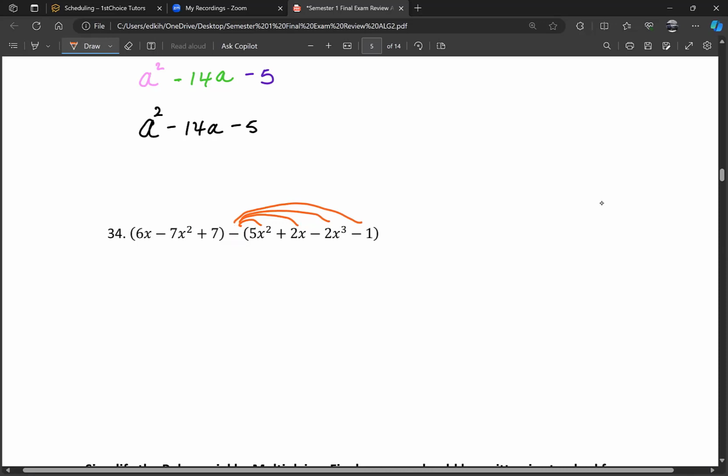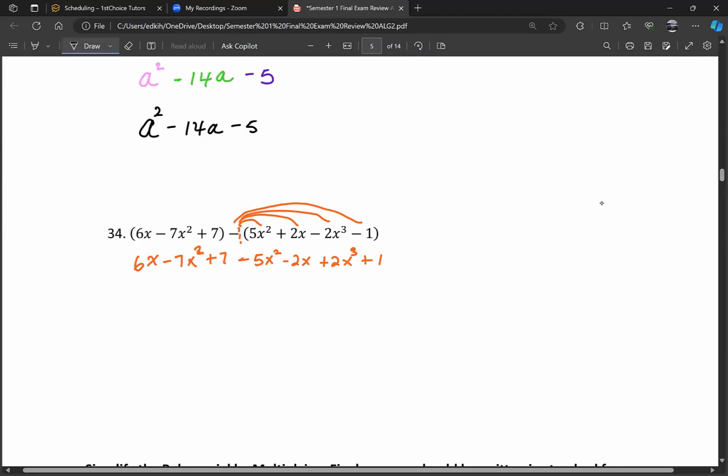The reason is you're distributing a 1, like -1 times 5. So this will end up being -5x to the second. This will end up being -2x plus 2x cubed plus 1. I'm just going to bring down the first one because nothing changed there. So 6x minus 7x squared plus 7. And now we combine like terms.